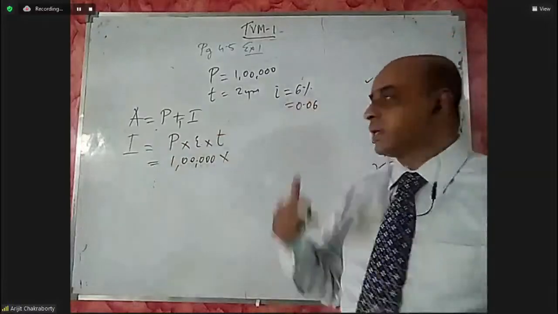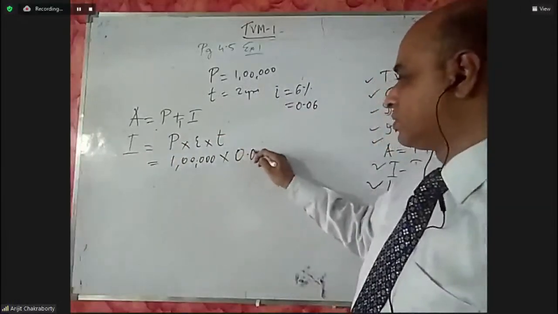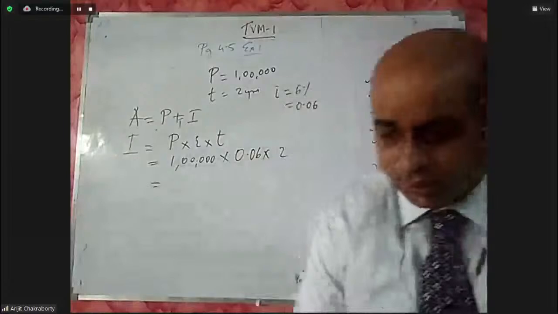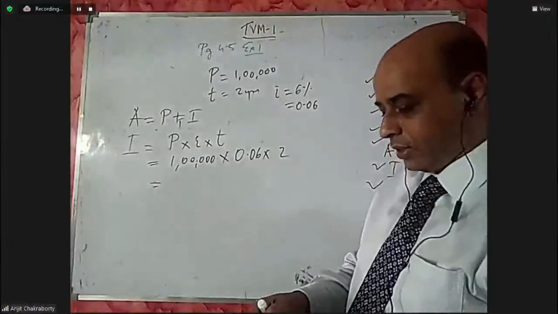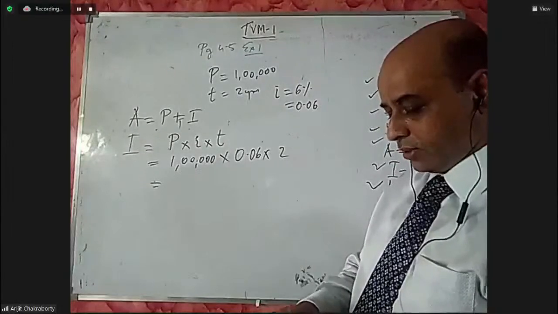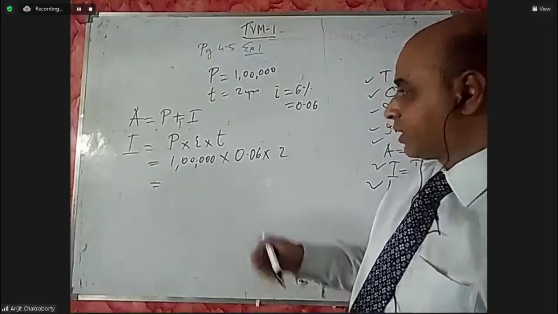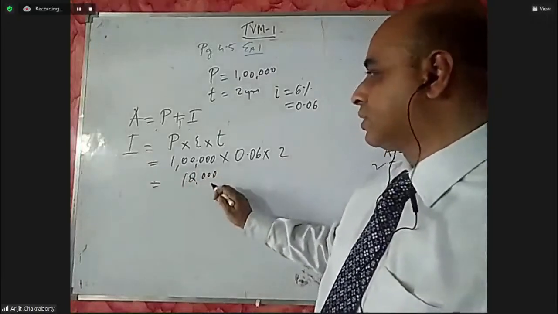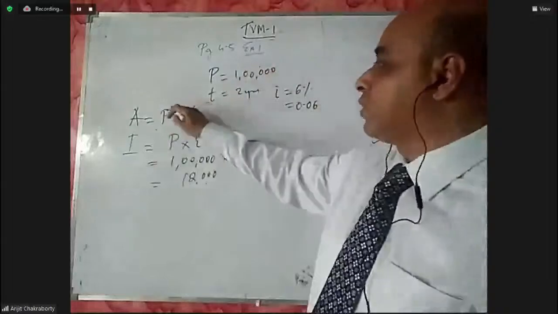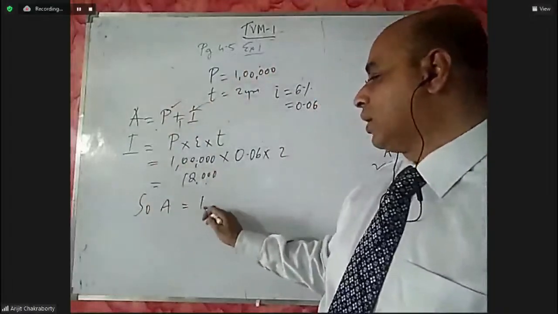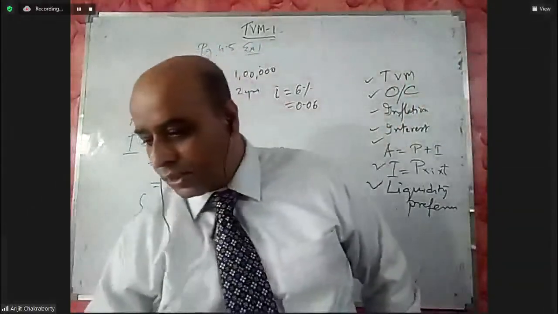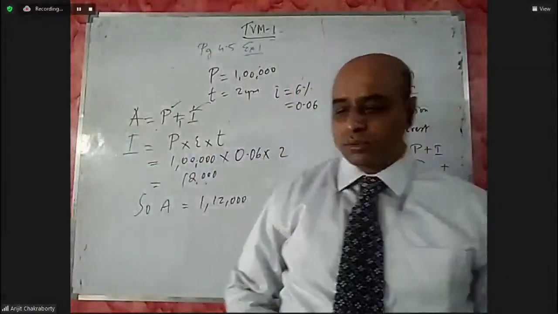Interest rate is 6%, and that means 0.06, and the time is given 2 years. So again, let me calculate and see how much we are getting. So 1 lakh multiplied by 0.06 into 2. So I'm getting 12,000 as the interest. Okay. The principal we know is 1 lakh. So the amount is 1,12,000. Fine. So these are easier problems. Right. Now we will move on to the next question.